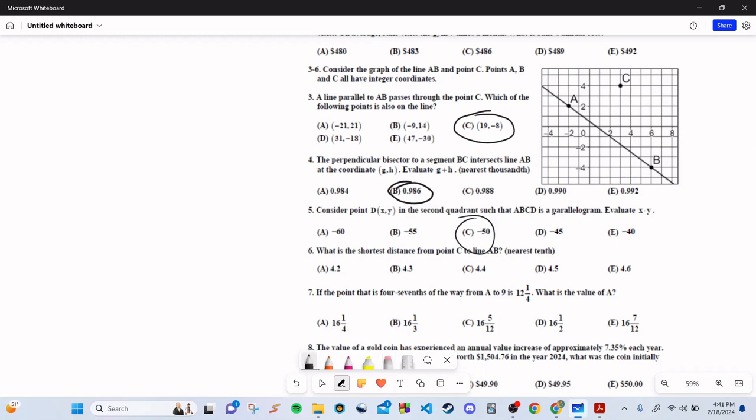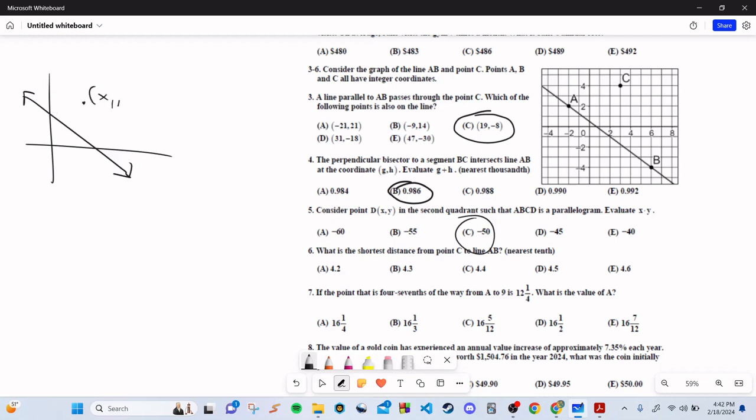And the last question involving this kind of graph here: what's the shortest distance from point C to line AB? Okay, this is an important formula to know. So I would write this down if you don't already have this memorized. Whenever you have some line and some point, and you want to know the shortest distance from the point to the line, this is the equation you use.